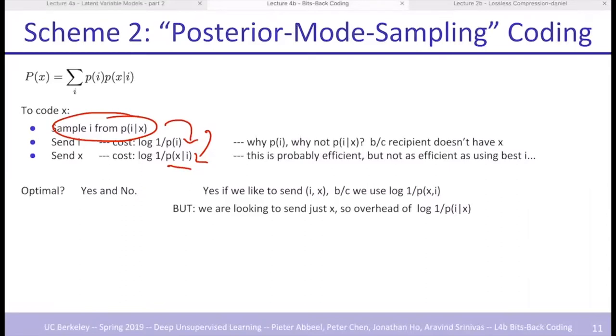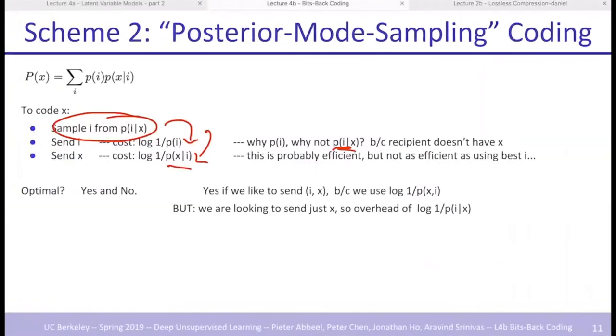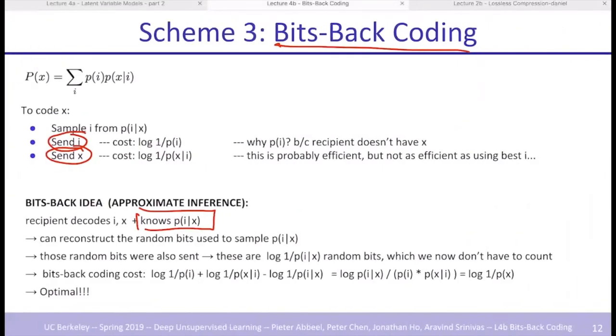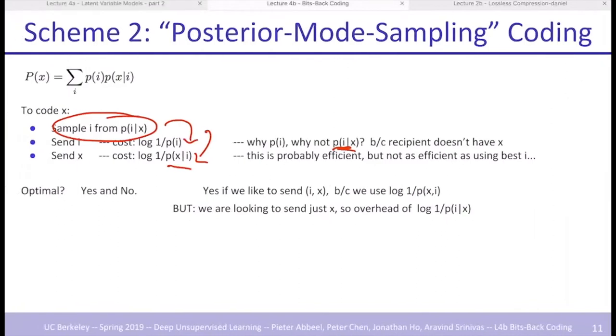On this slide, he says he knows pi given x, right? And then he says, why the cost is pi and not pi given x? Because the recipient doesn't have x. He doesn't know pi given x. In the next slide, the recipient puts in x plus knows pi. I think that one is an assumption, and in the later slide we say that we can only do some observation of it by using Q instead. Here I think we are just adding the Q facilitated answer.